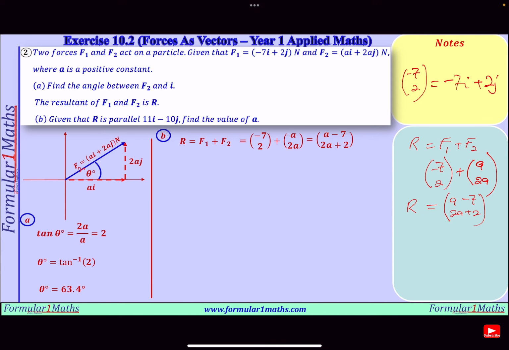If we add everything, we are going to get R to be a minus 7 and 2a plus 2. But we are told that R is parallel to 11i minus 10j. So let's suppose this vector here is that vector 11, minus 10. Any vector parallel to this vector will be something like that, and that will be represented by some constant lambda times the same vector.